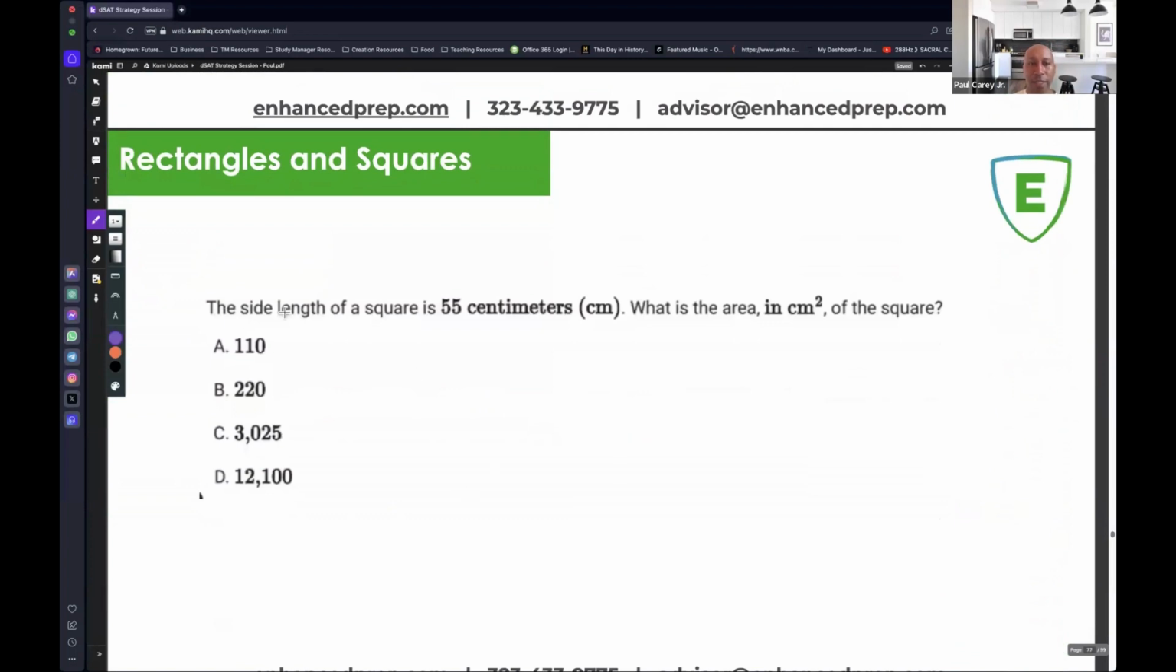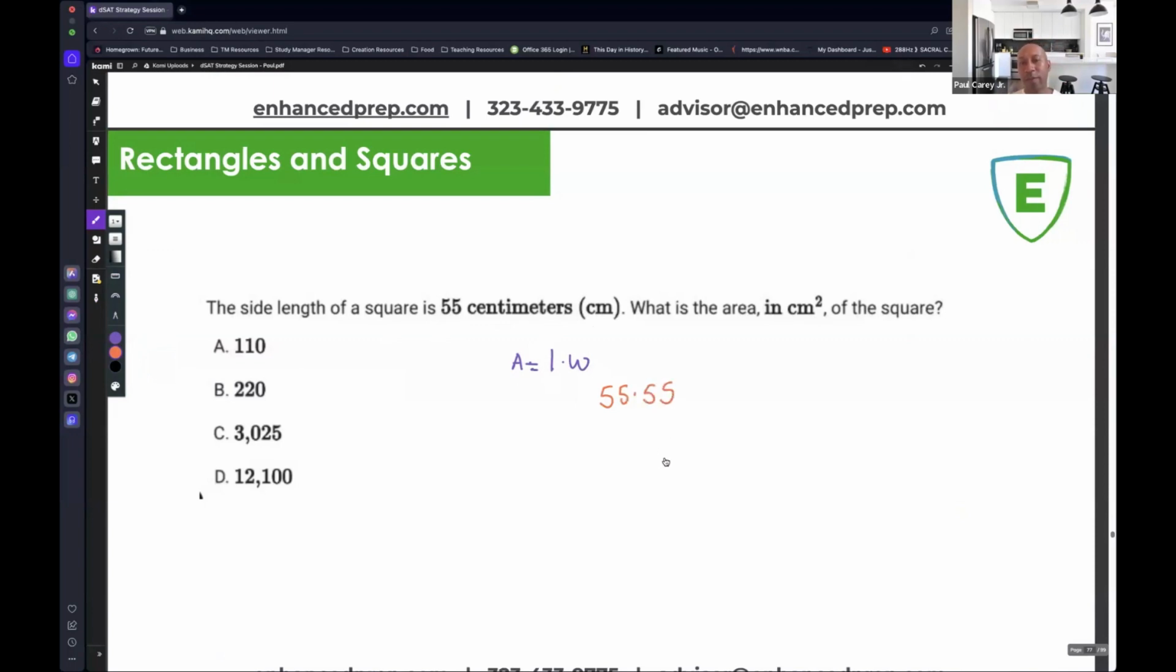So this question says the side length of a square is 55 centimeters. What is the area in centimeters squared of the square? So what do we say area is? It's going to be our length times our width. So anytime you have any type of problem, always draw out your equation. And then that lets you know exactly what you need to plug in for your values. So in this case, we're going to get 55 times 55.